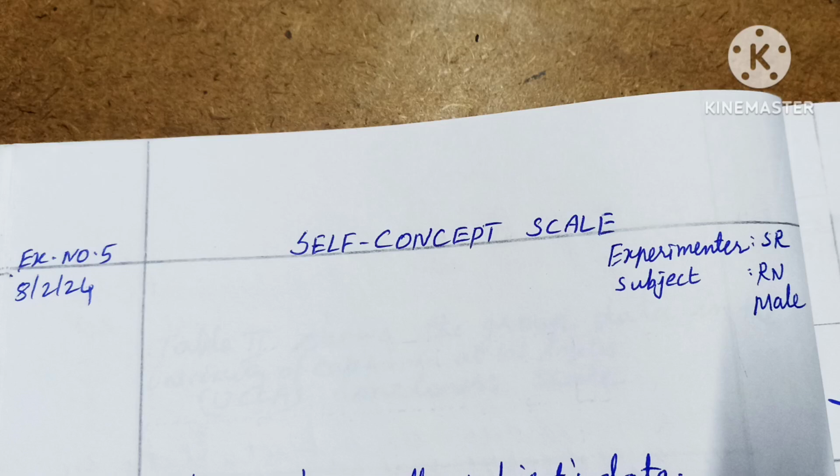This is my fifth experiment. On the left side of the margin, we should write the exercise number. Below that, we should write the date. The experiment name is self-concept. Below that, on the right side of the page, we should write the experimenter initial and subject initial.